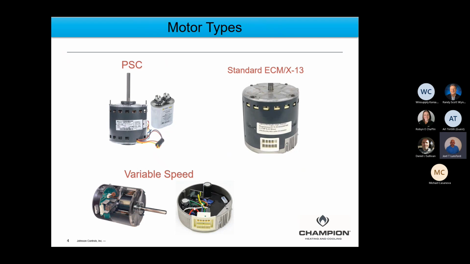We also have on the right-hand side a standard ECM motor, also designated an older type of designation as an X13 motor. And then the variable speed, the premium variable speed motor down below. Now you're going to notice that the variable speed motor has a module that goes on the back of it, but so does the standard ECM motor as well. So we'll talk a little bit more about that as we start looking at these different motor types and some of the features.